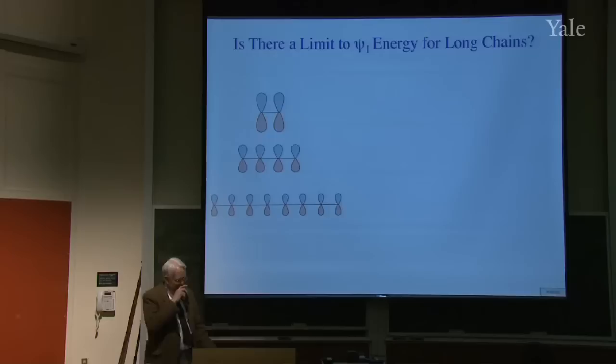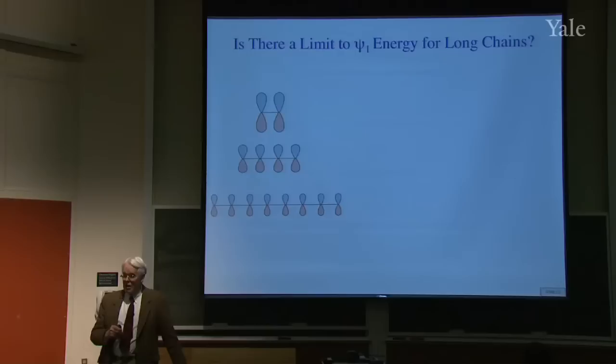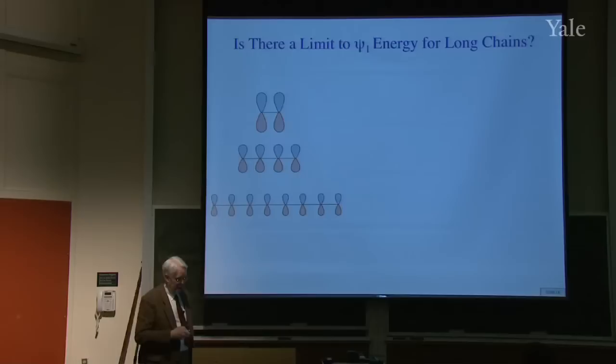Okay, now, so we see that when we mix these, they go up and down, right? Is there a limit? If we put a whole bunch of these pi orbitals in a row, as in carotene, or something even longer than that, do we just keep getting lower and lower and lower and lower energies for the lowest energy? So let's consider a few of these and just think about it sort of approximately quantitatively.